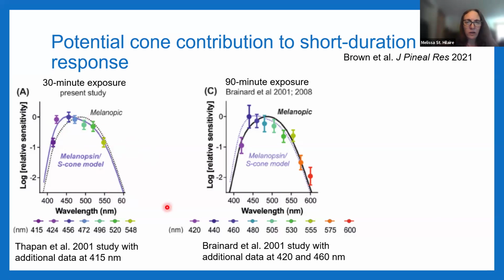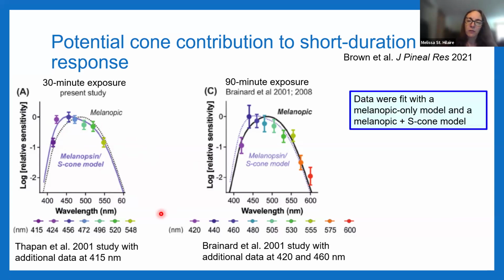And what's interesting about what Timothy Brown did is that he took both of these action spectra and he fitted two curves to them. He fitted an opsin model that was melanopic only, so basically with a peak at about 480, which is where we know the peak sensitivity of melanopsin. But he also fit a model that was a combination of both melanopic and S-cone. So that would be the line here in a lightish purplish blue color. And here I think it's this dashed line.